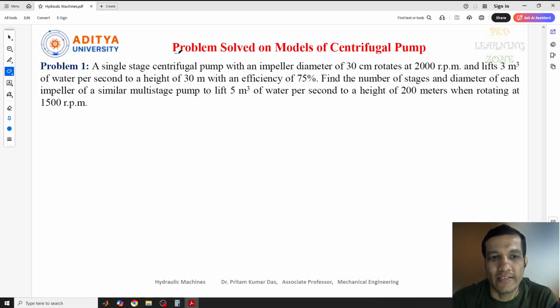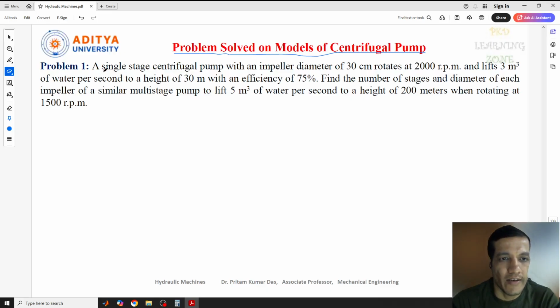So in our last lecture, we discussed the models of centrifugal pump, and I also told you why a model is required on behalf of a prototype, and what conditions need to be satisfied for the models and prototypes. So all the things we have discussed in our last video lecture. Based on that concept, we'll solve this problem.